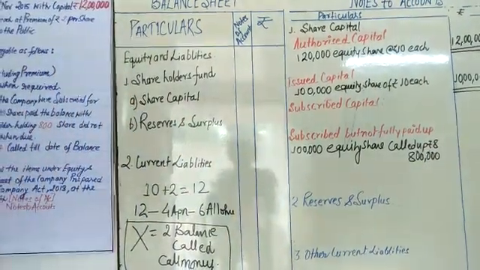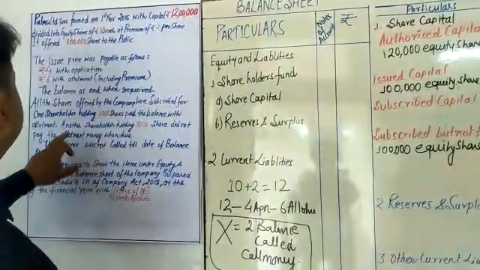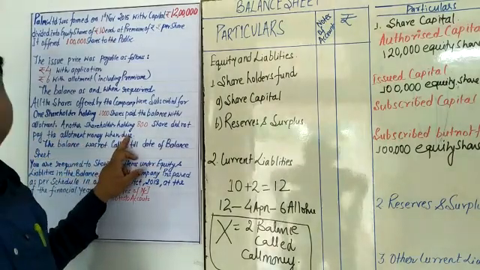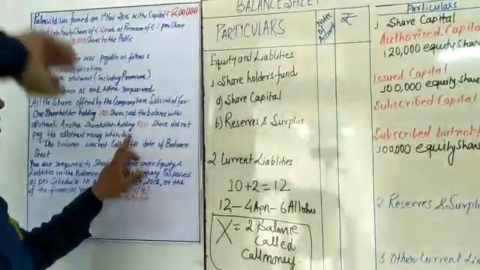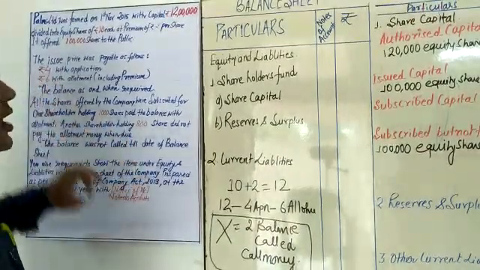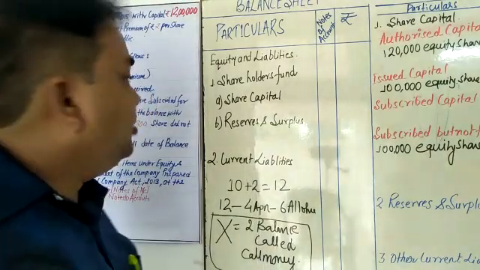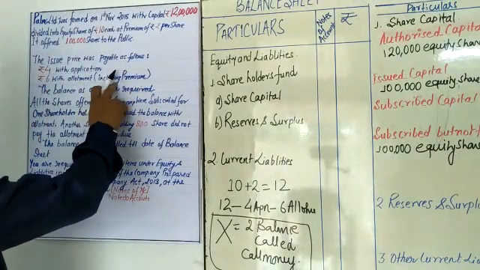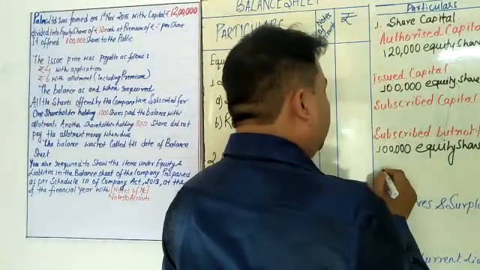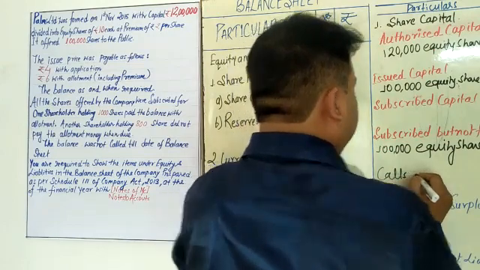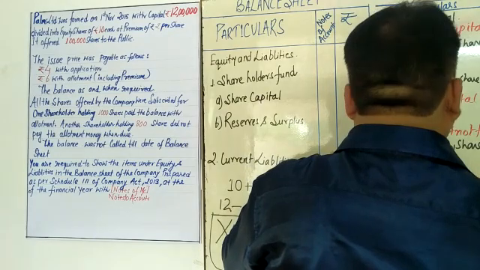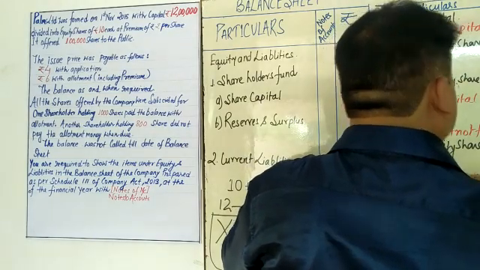But here you see one place: one shareholder holding 800 shares did not pay the allotment money. What is the allotment money here? 6 rupees allotment money. This is called calls in arrear. That should be subtracted, which means less.